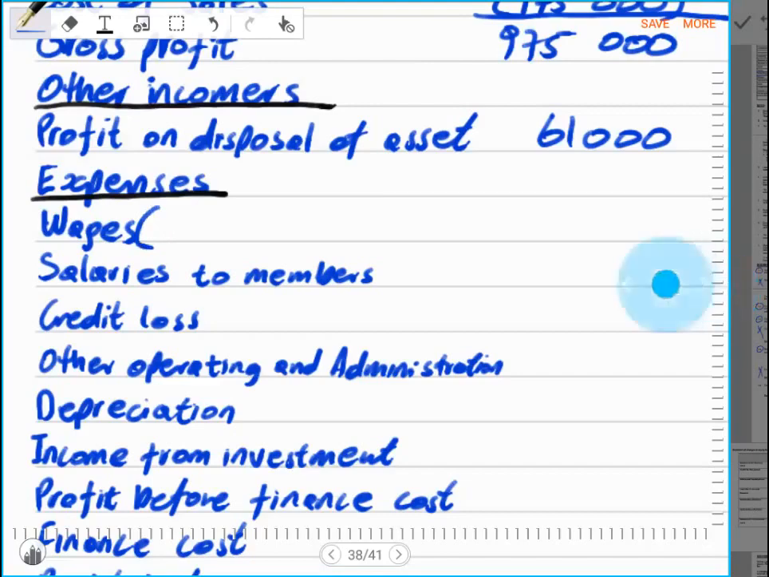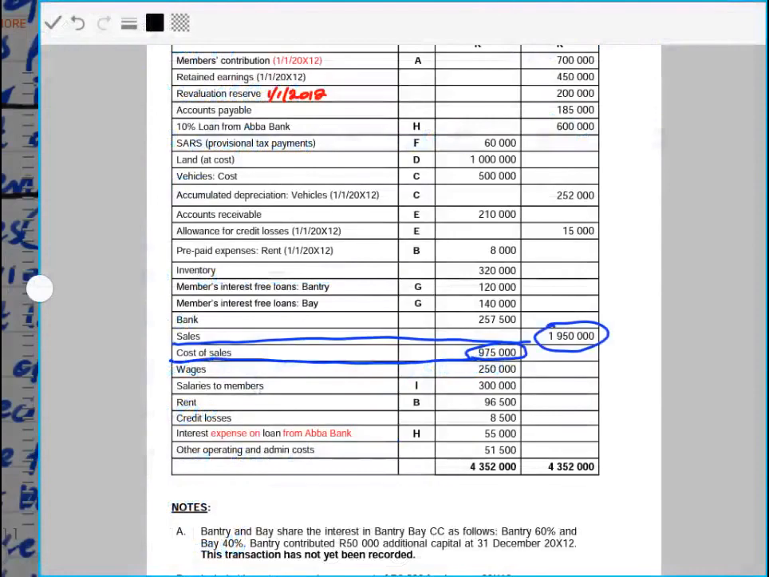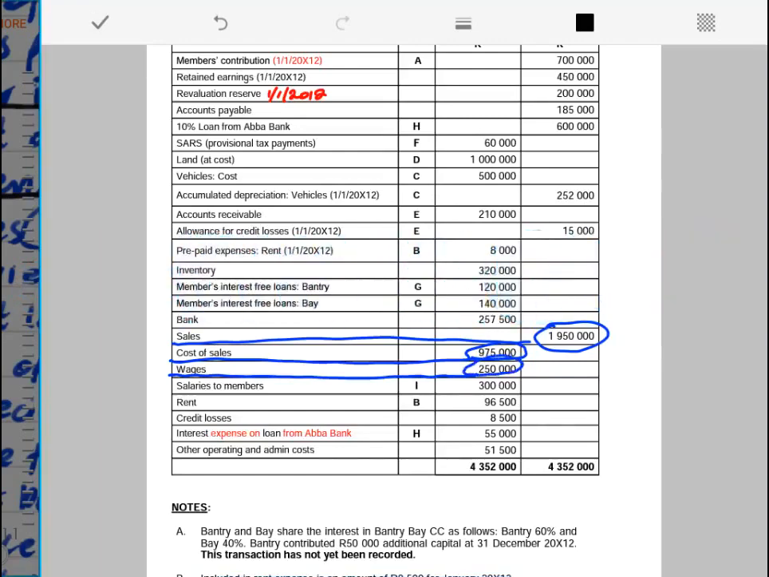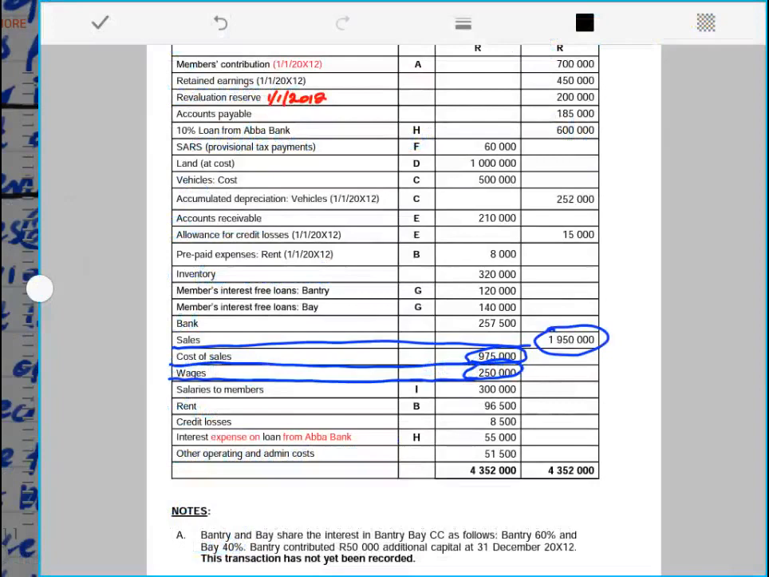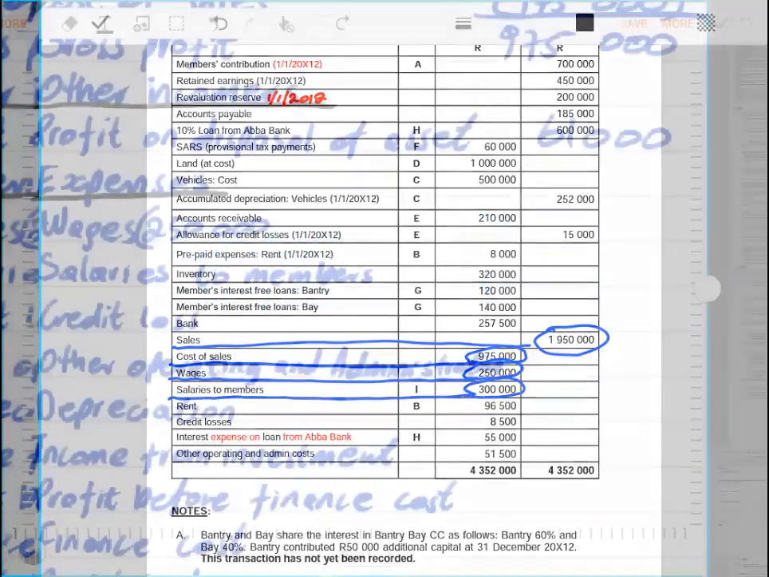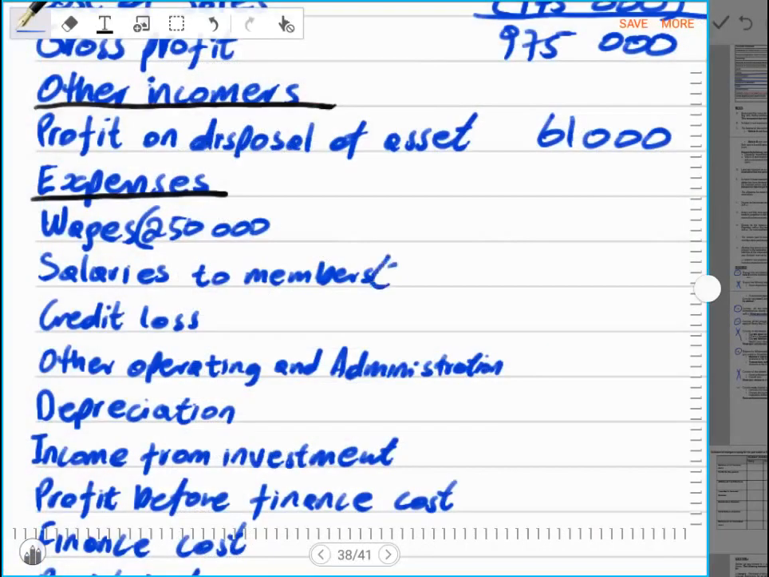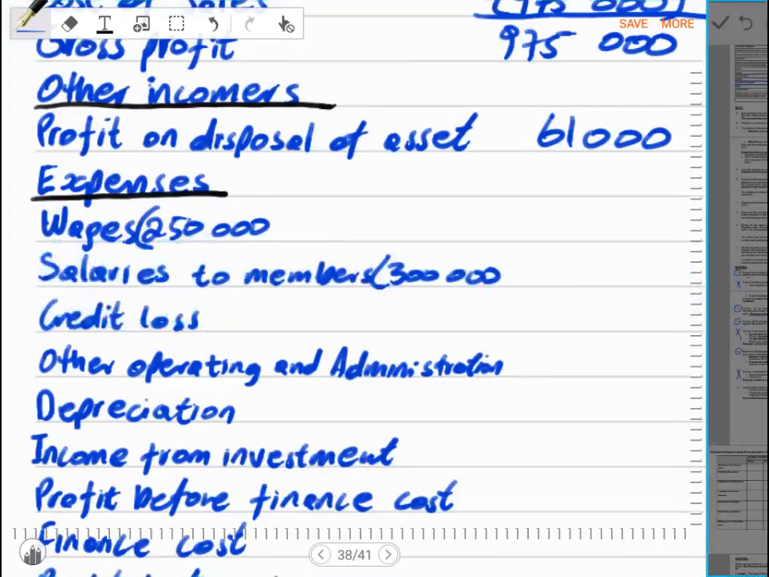Then I have to check the wages that are in the trial balance, and the amount of the wages is 250,000 rands. I record that not under the total but here, because there might be an adjustment, 250,000 rands. Then we have salaries that were due to members. Salaries to members is 300,000 rands. I record that with an open bracket.